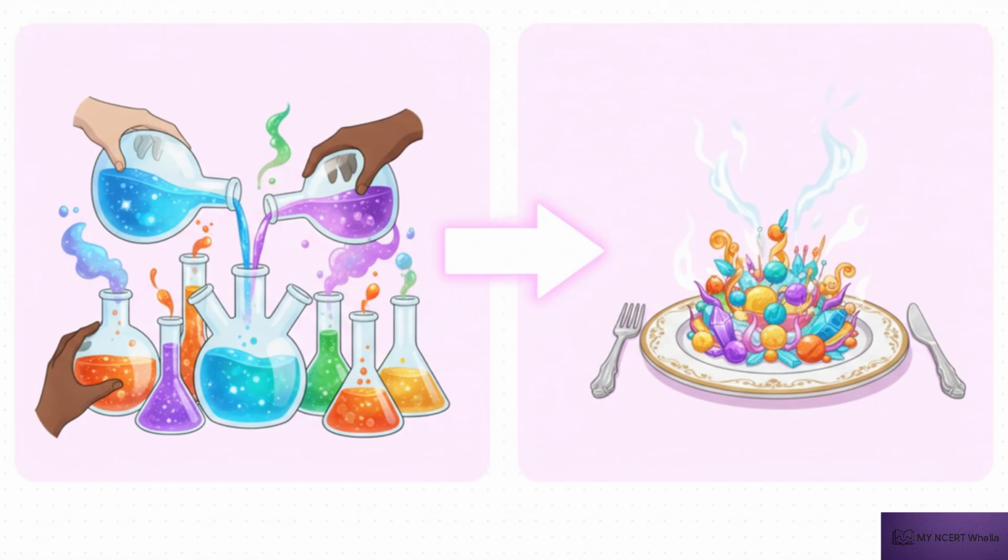Now, every single one of these recipes has two parts. On the left side of the arrow, you have your ingredients, right? The stuff you're starting with. We call those the reactants. And on the right side, you've got your final dish, the new stuff you just made. We call those the products. Simple as that. Ingredients on the left, final dish on the right.